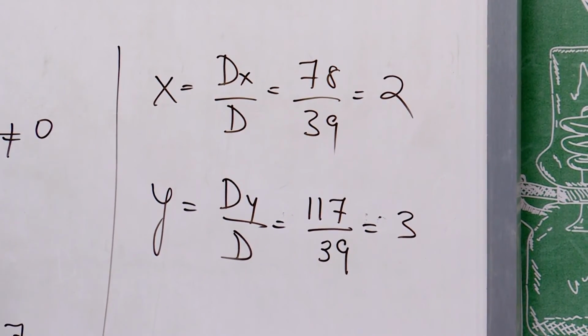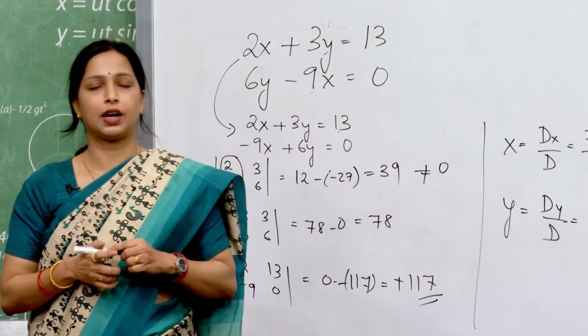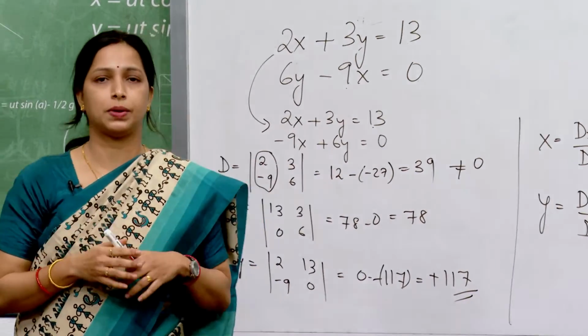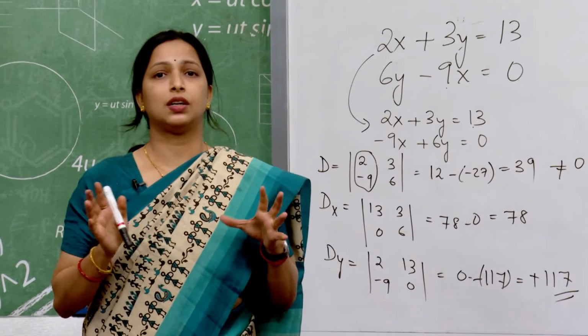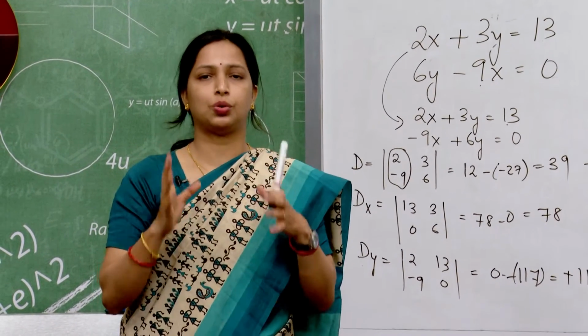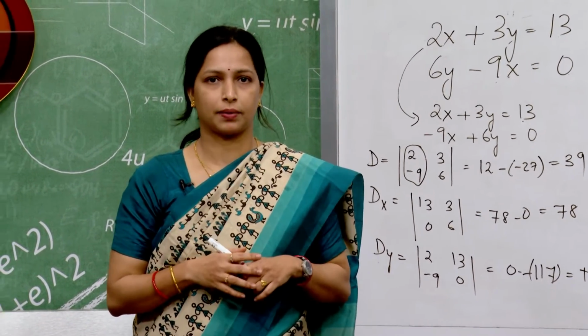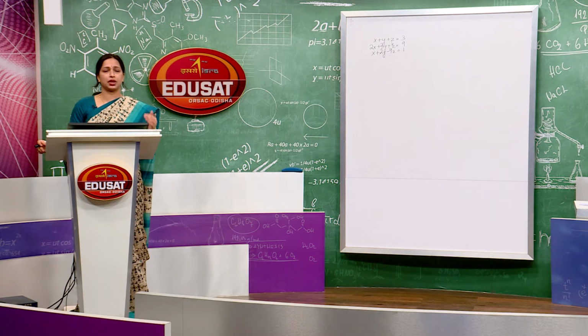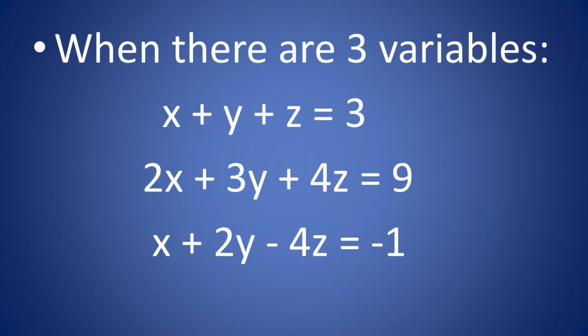So, this is how we can use Cramer's rule to find out the values of unknown variables when there is an order 2 determinant, when there are 2 unknown variables, say x and y. Now, let us use Cramer's rule to find the values of 3 unknown variables, where there are 3 equations consisting of x, y and z.